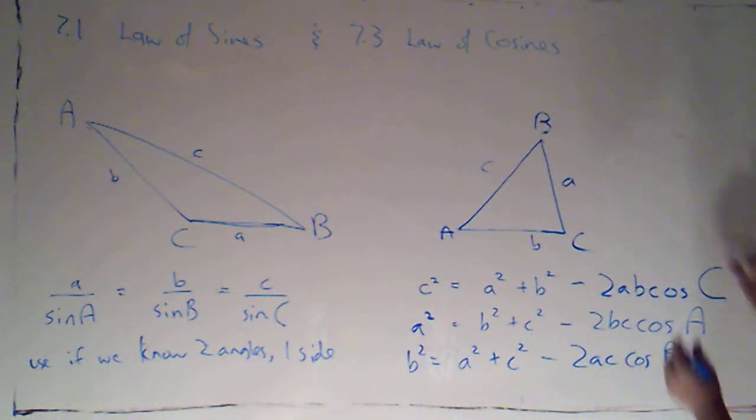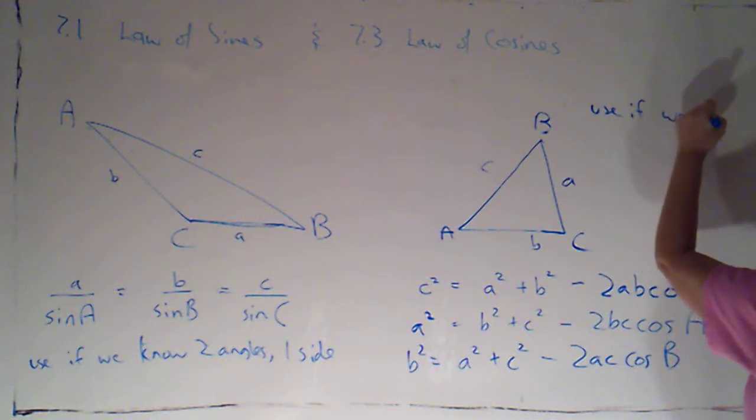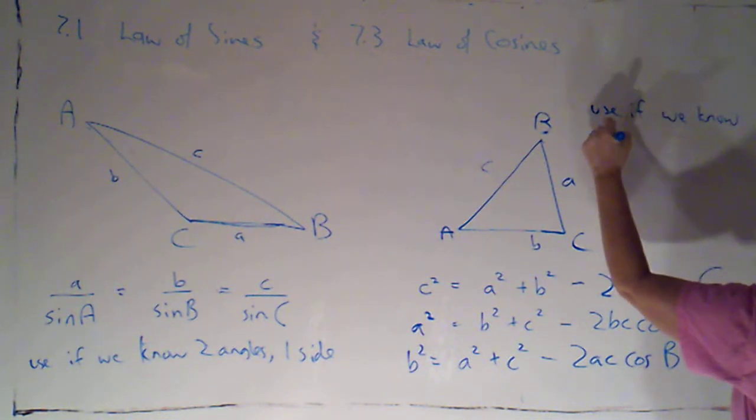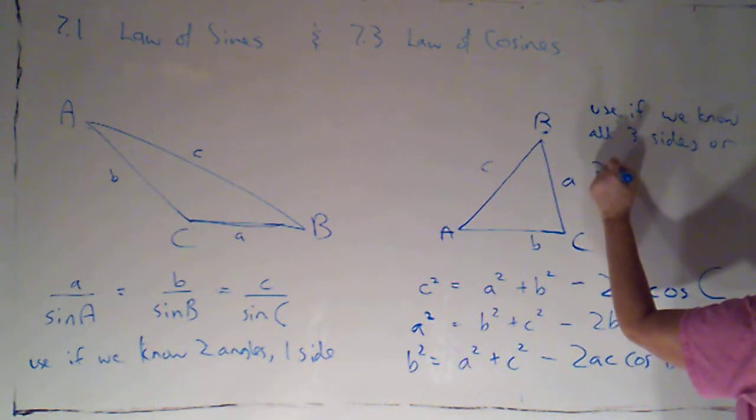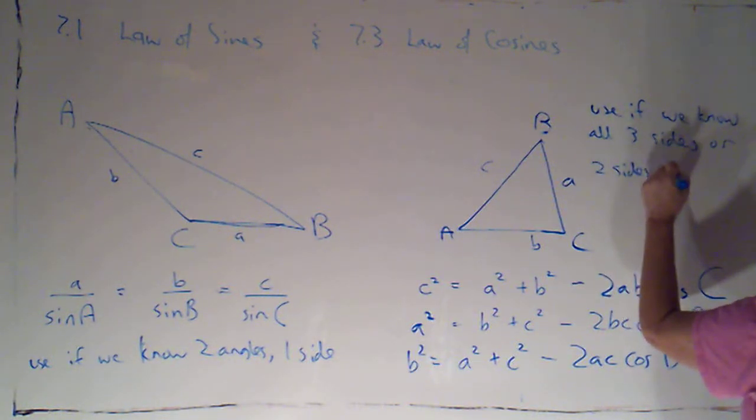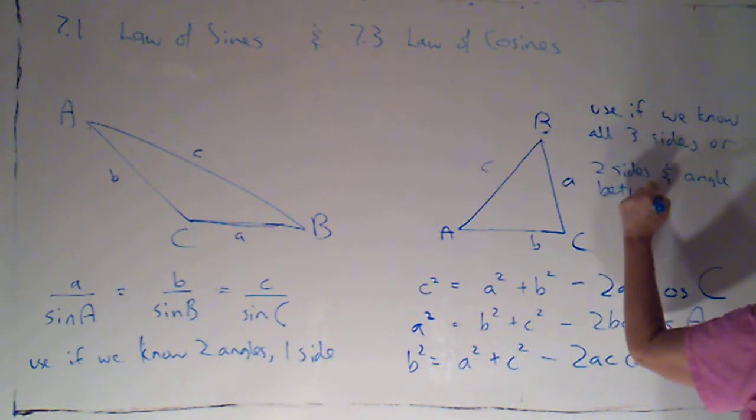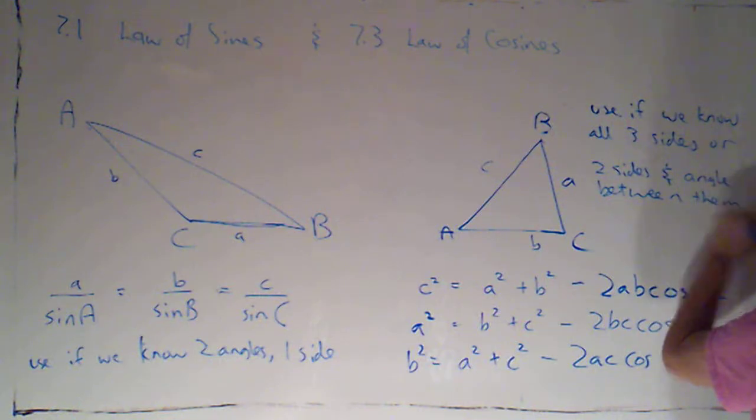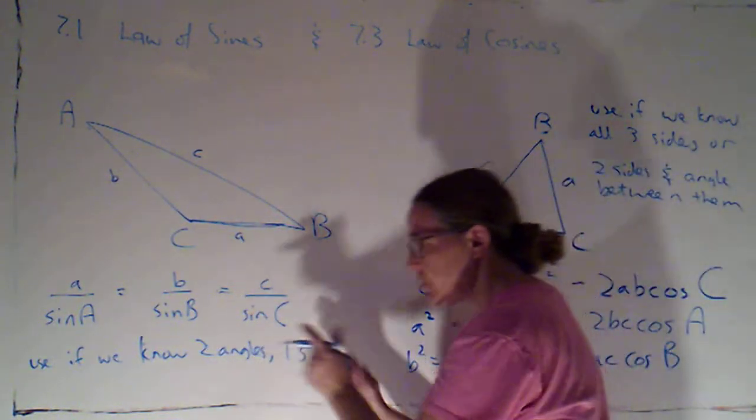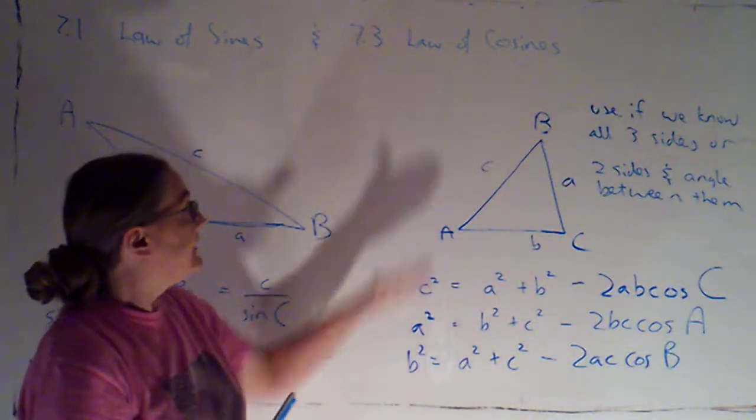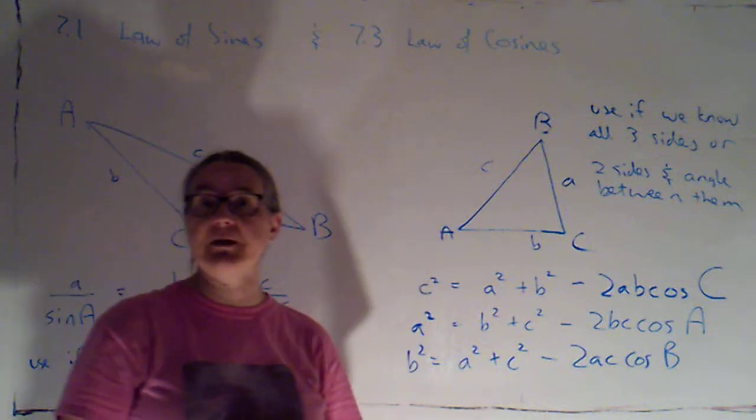Okay. Now, I'm going to use the law of cosines if we know all three sides, or we know two sides and the angle between them. Okay. So law of sines is when I know two angles and one side. Law of cosines, all three sides or two sides and the angle between them.